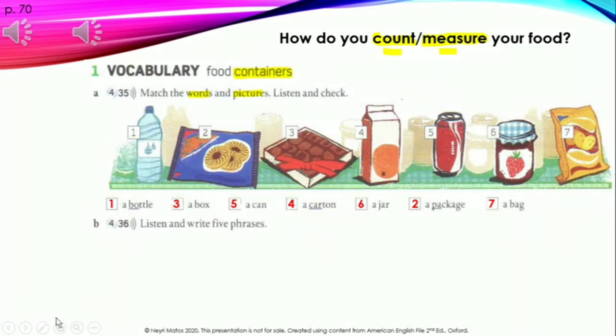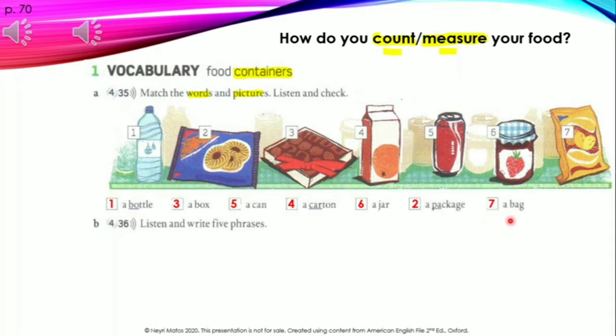4.35. 1. A bottle. 2. A package. 3. A box. 4. A carton. 5. A can. 6. A jar. 7. A bag.